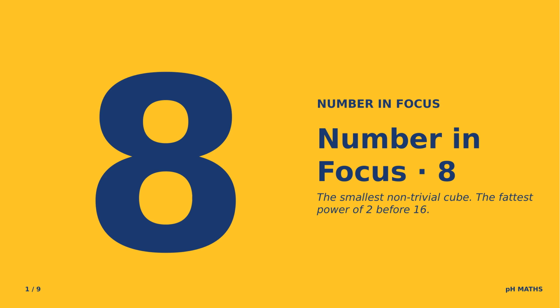Numbering focused on 8. 8 is the smallest non-trivial cube, the third power of 2, and the number of vertices on a standard cube. By the end of this video, you'll have your cube numbers memorized, you'll know how to simplify root 8 in 2 seconds, and you'll spot the trickster number 64 that pulls double duty as both a square and a cube.